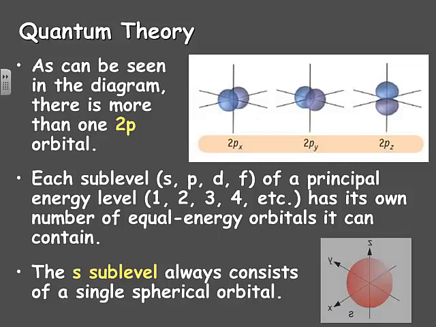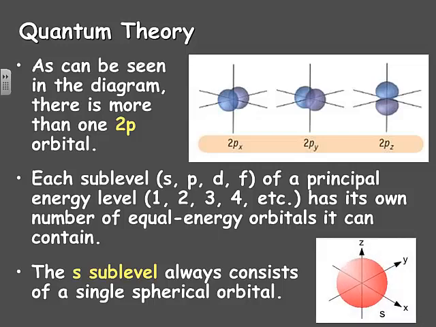The s sublevel always consists of just a single spherical orbital. If you think about it, it's impossible to have spheres of the same size centered around the same nucleus and call them different spheres, because they're occupying the exact same space, three-dimensionally speaking. So there's only a single 1s sublevel, and there's only a single orbital within that 1s sublevel. The 2s sublevel contains just a single s orbital at the 2s level, which is just a bit bigger than it is at the 1s level.